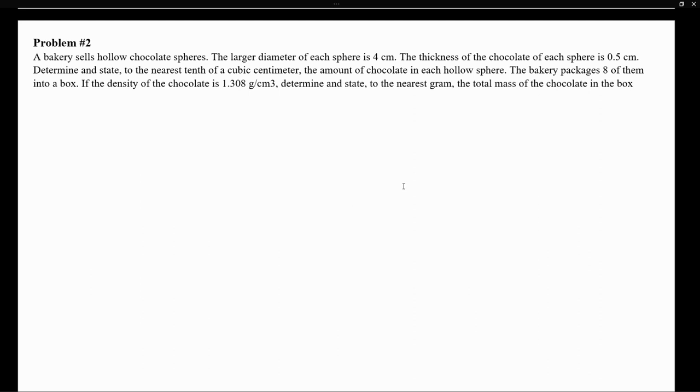We also know that the bakery packages 8 of them into a box. If the density of the chocolate is 1.308 grams per centimeter cubed, can we determine and state to the nearest gram the total mass of the chocolate in a box? So let's have a visual representation of this situation here. So we're talking about a hollow chocolate sphere. So let's just draw that.